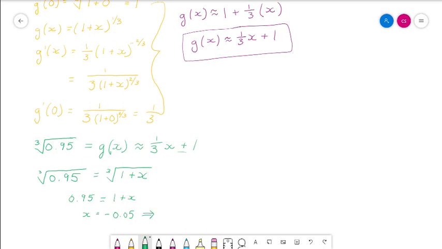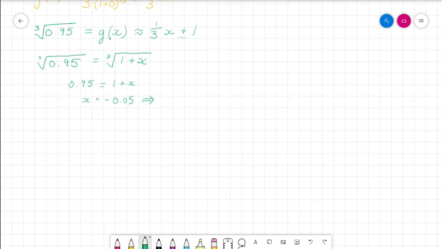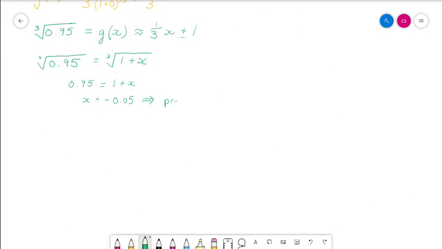Yeah, it's pretty close to 0. So I'm just going to make that note. So that's why we can use this linear approximation. So it's pretty close to 0. So that means the approximation will be pretty close.